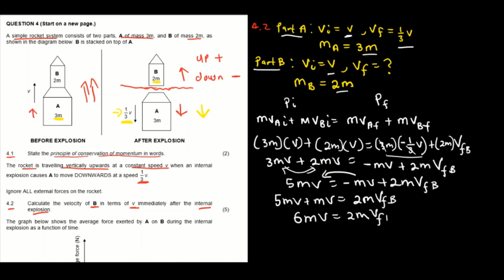Then you're going to divide by 2m, and you have v final of B is equal to, so this m cancels out this m, and you divide 6 by 2, you're going to have 3v. So this is your final velocity for part B, which is positive, meaning that it's upwards.